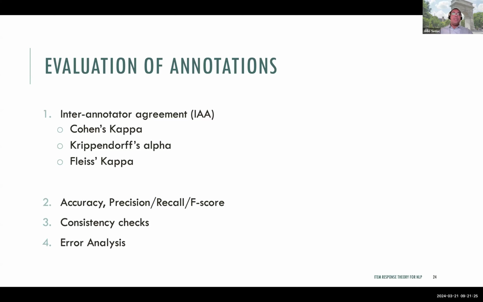Next, accuracy, precision/recall, and F-score, which are very common ways of looking at agreement. These are agreements between the annotations and the models, in order to figure out whether, let's say, there's a massive disagreement in one or the other component of these evaluations.